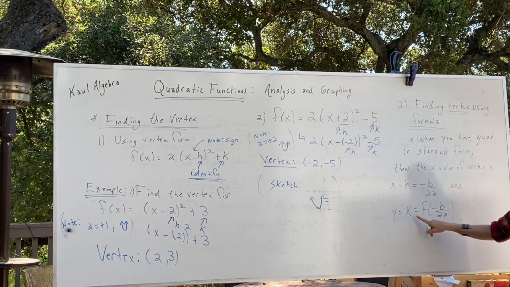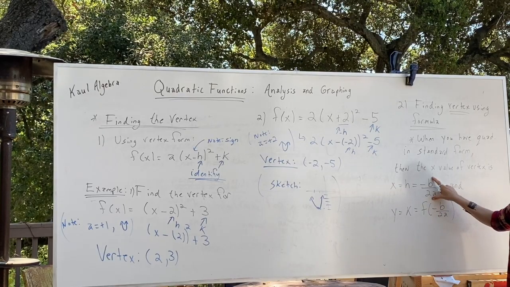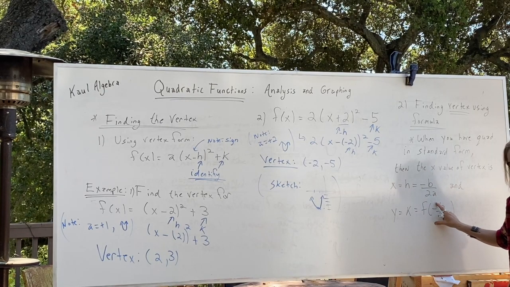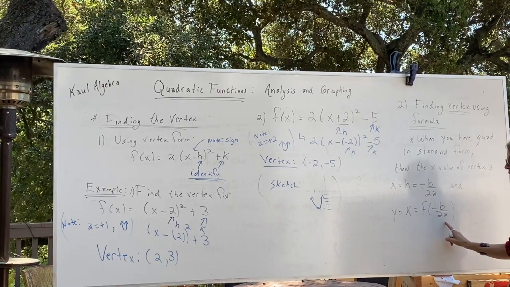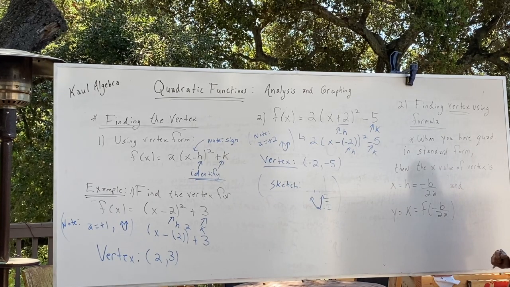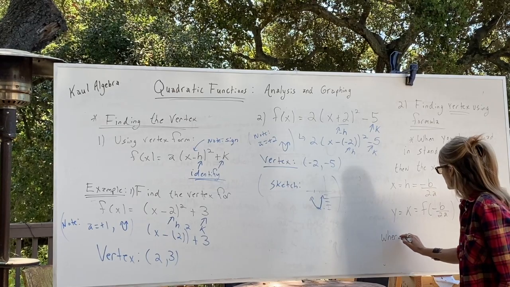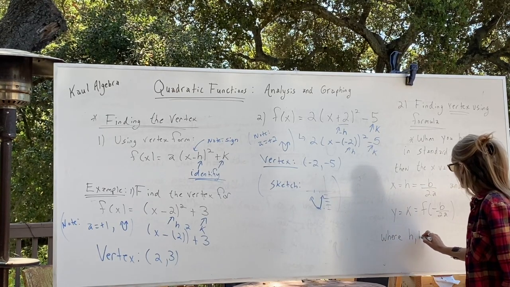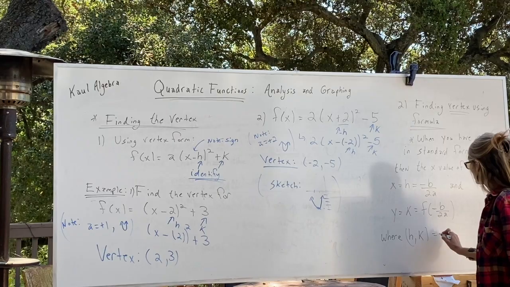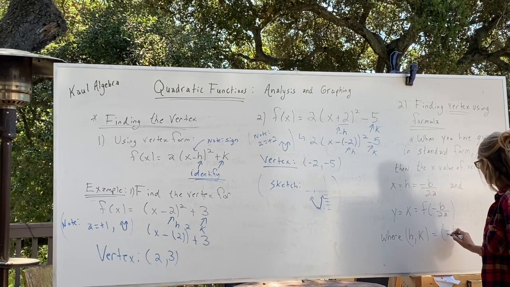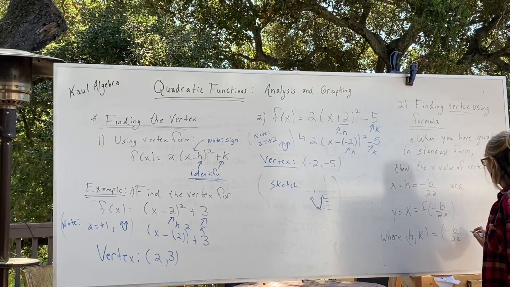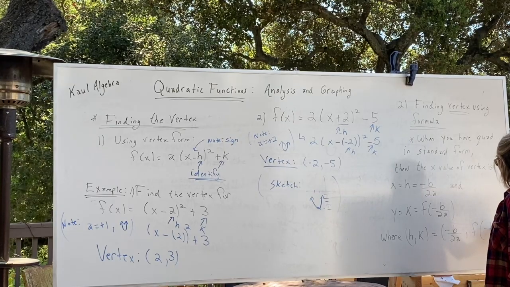So the y value of the vertex is whatever you get for your x, and you plug back into your function and get an output. That's going to be your y value of the vertex, where (h, k) is equal to (negative b over 2a, f of negative b over 2a).